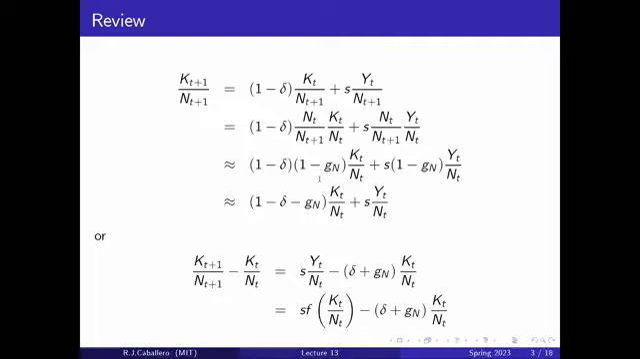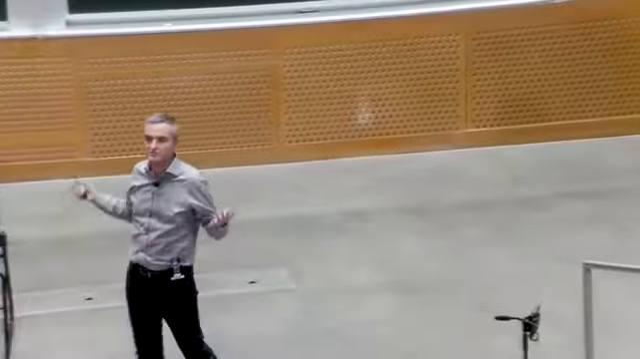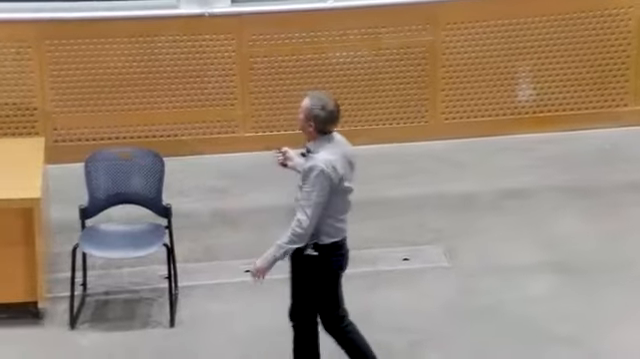And this is a second approximation going from this line to this line, in which we did the following. It said, okay, this is equal to 1 minus delta minus gn plus delta times gn. But the delta times gn is the multiplication of two small numbers, so I said assume that is close to 0. And the same we had here.